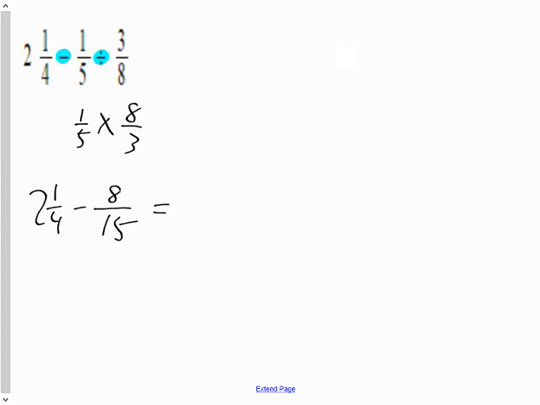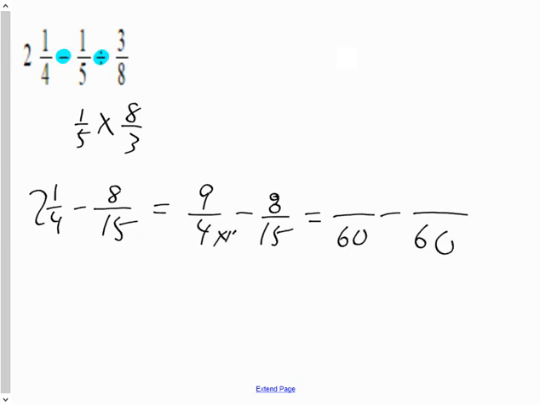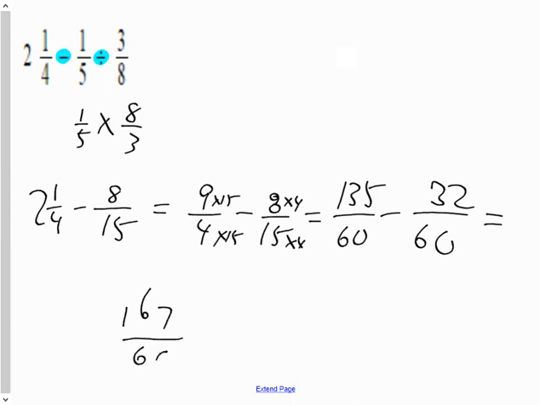Now that we have subtraction, the easiest way is to simply treat your mixed fraction as improper. Common denominator will be 60. That's going to be 90 plus 45 is 135. 8 times 4 is 32. That's going to get you 167 over 60, which is 2 and 47/60ths.